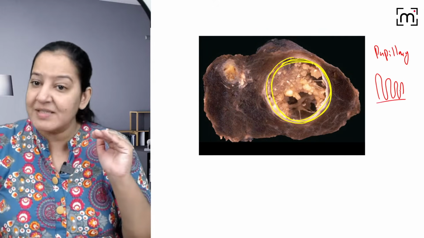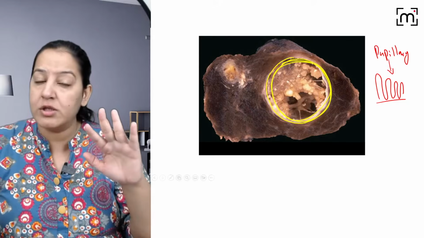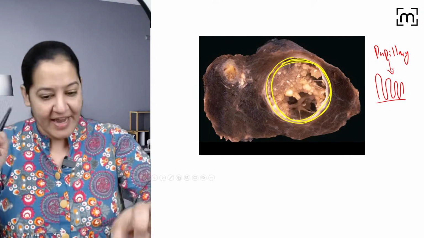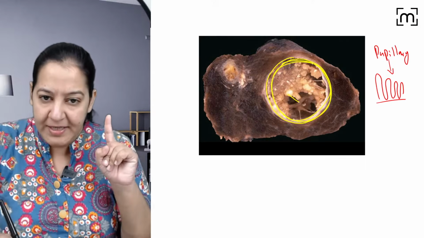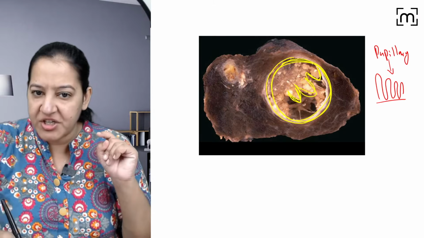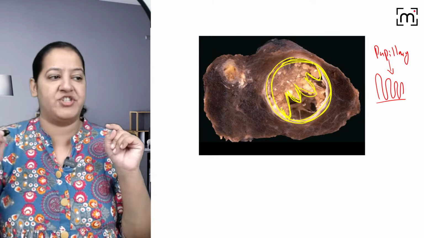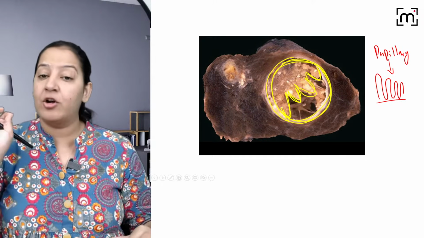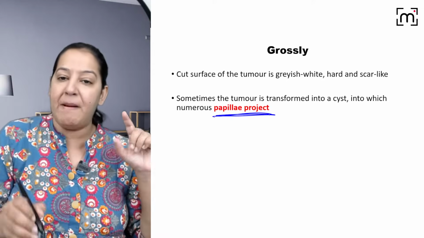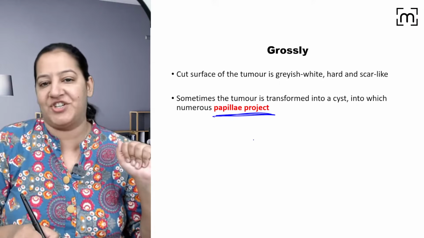So papillary carcinoma is known as papillary because we can see the finger-like projection in gross as well as microscopy. Can you see finger-like projections here? This is a projection, this is a projection, this is a projection. I can see multiple finger-like projections in this diagram. So basically, grossly, the hallmark is papillae projection, that is finger-like projections, right?